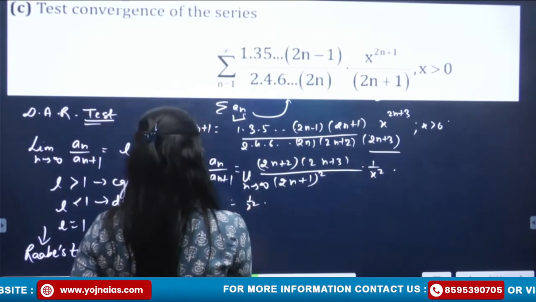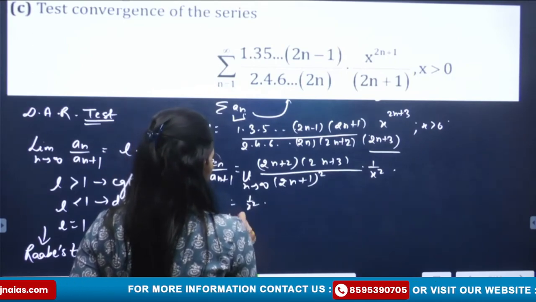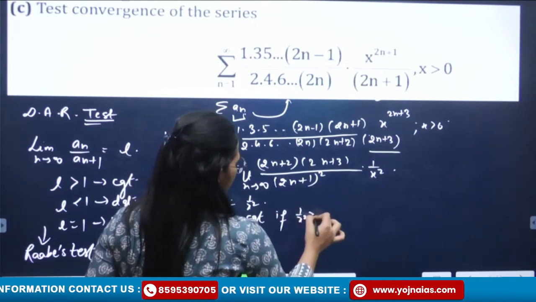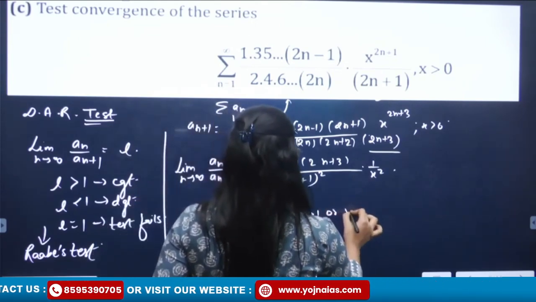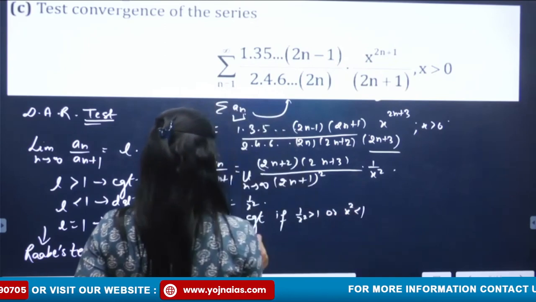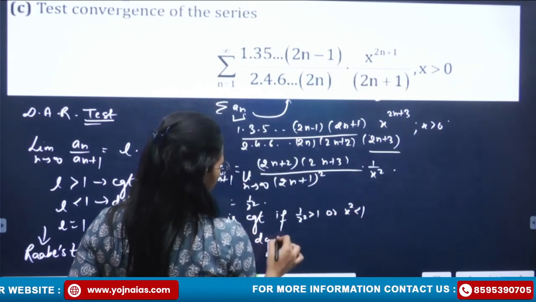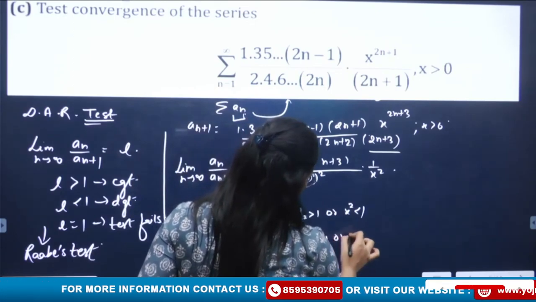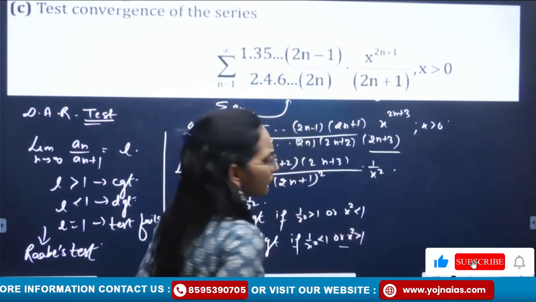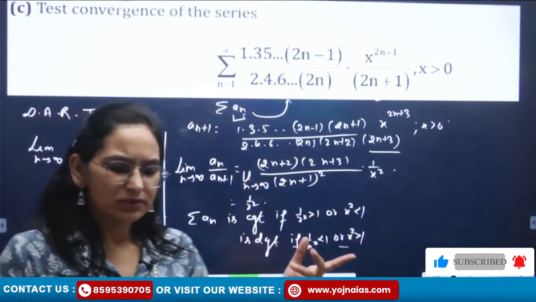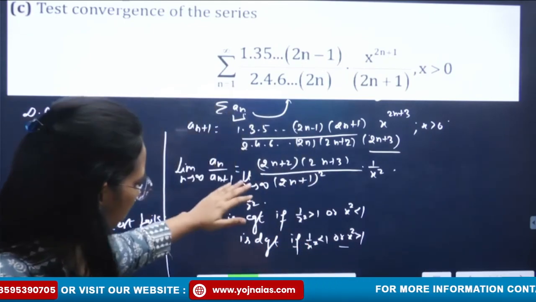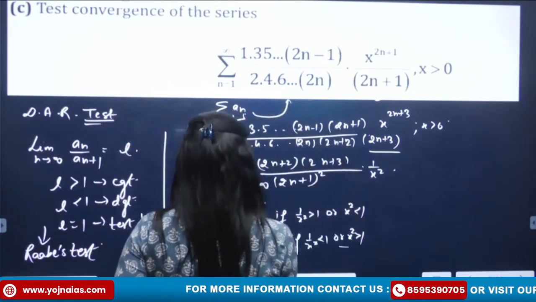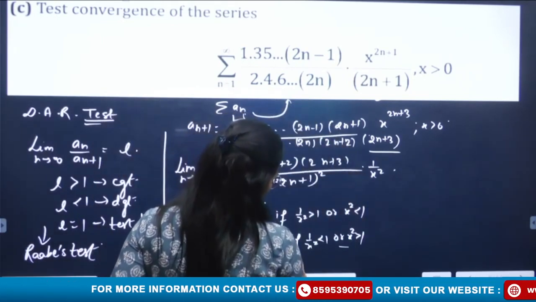So the given series a_n is convergent if 1 by x squared is greater than 1, or you can say x squared is less than 1, and is divergent if 1 by x squared is less than 1, or you can say x squared is greater than 1, because the inequality would reverse if you are reversing the fraction. But at x equal to 1, the test fails.